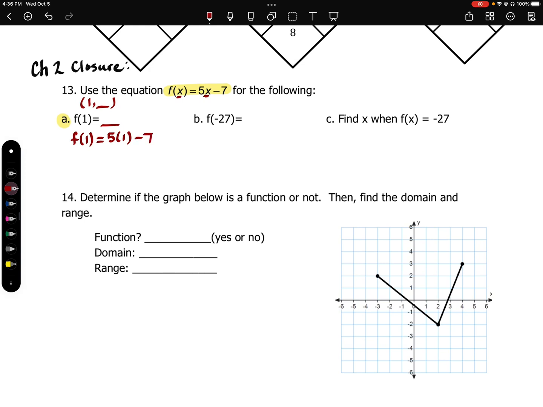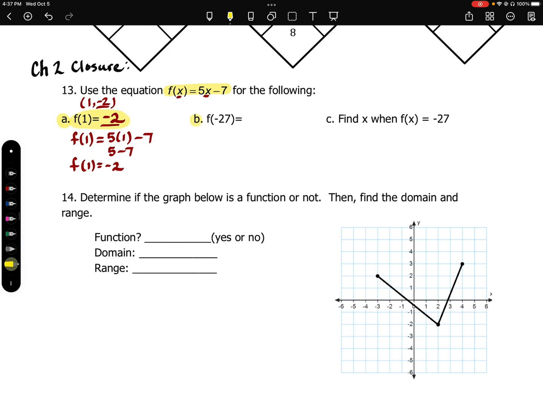1 minus 7. 5 times 1 is 5. And then when we subtract our 7, we'll get negative 2. So when we put 1 into the function, we get negative 2 out of the function. So our answer there, f of 1, should equal negative 2.